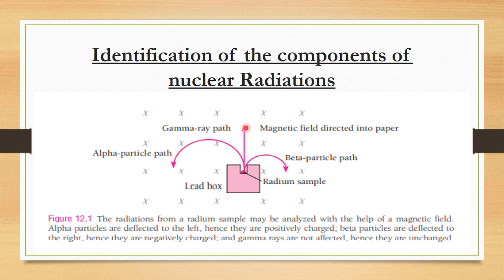This is the gamma ray path. This is the beta particle path. So we analyze that alpha particles are deflected to the left, hence they are positively charged. So we identify alpha particles as positively charged particles. Beta particles are deflected to the right, hence they are negatively charged. And gamma rays are not affected, hence they are uncharged.